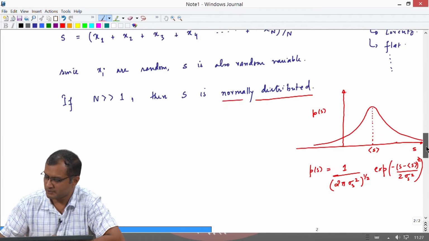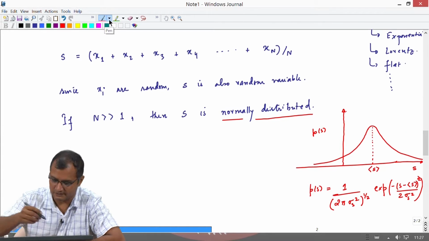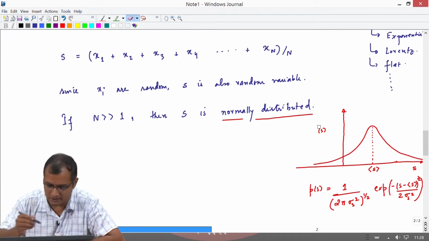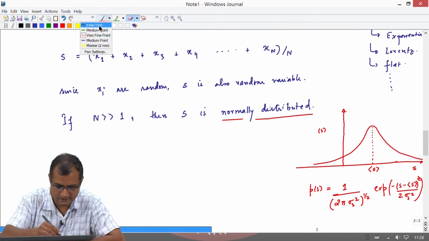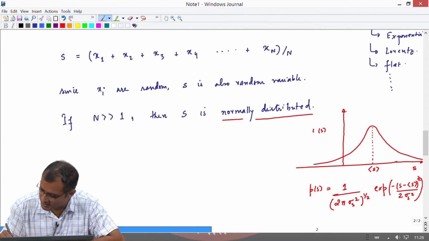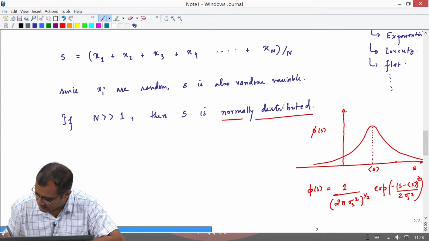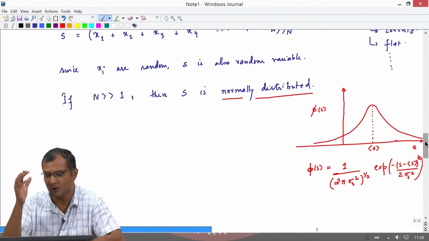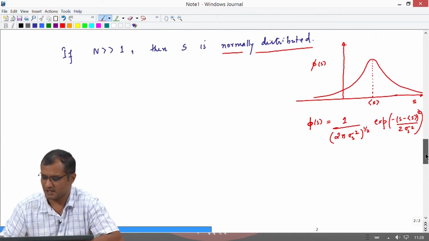Your P of x could be, let us call this distribution of S as phi of S, so that we do not use the same symbol. So, I am going to call the distribution of S as phi of S, because P is the distribution taken for x. So phi of S, which is the distribution of S, will always be normally distributed no matter what your P of x is. So, P of x could be anything.